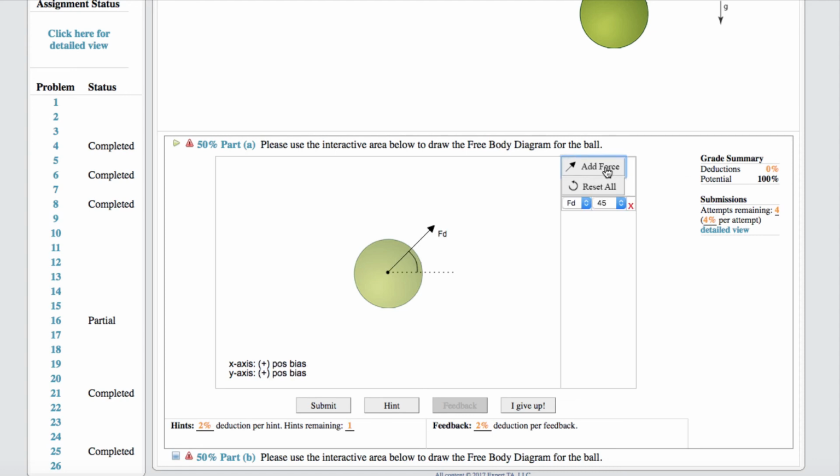Select Add Force to populate the diagram with vectors. Drag and drop them into the appropriate position and make sure the labels match using the menu on the right. For this example, the ball is dropped from a tall building and is accelerating downward in the negative y direction. Reducing the magnitude of the drag force in our free body diagram will illustrate this concept appropriately. Notice now, the y-axis indicator lets us know there is a negative bias, indicating that the ball is accelerating downward.